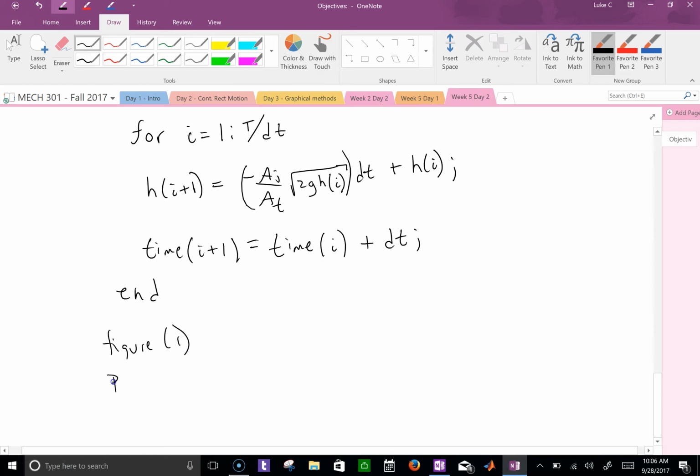I actually do know. Has anybody used my figure format function yet? I haven't. No. Okay, you need to. Let me show you what it is.